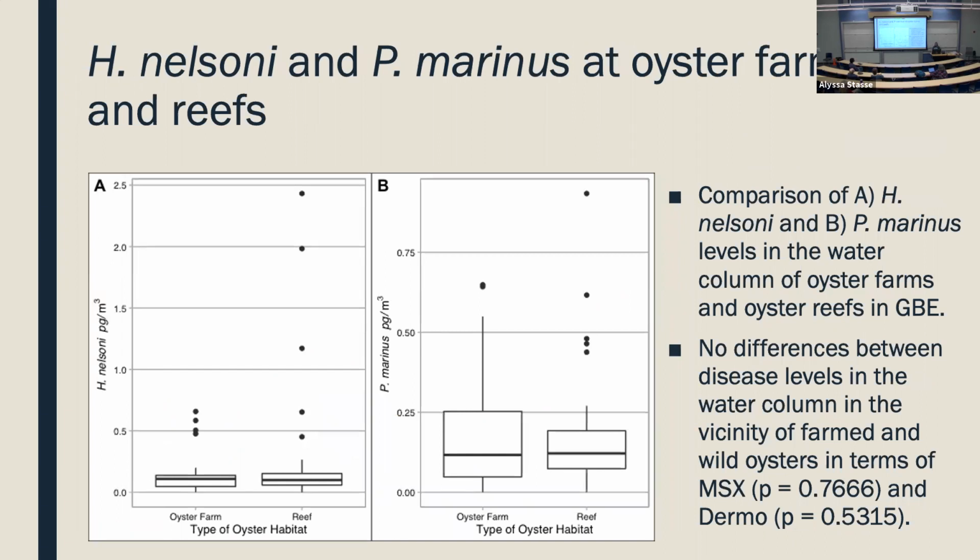When I looked at the 2 diseases at 2 different types of oyster habitats, so farms and reefs, I found that there was no significant difference between farms and reefs for H. nelsoni and P. marinus. So even though there are varying levels of diseases in oysters at farms and reefs, there are not varying levels of those infectious agents at the farms and reefs in the water column.